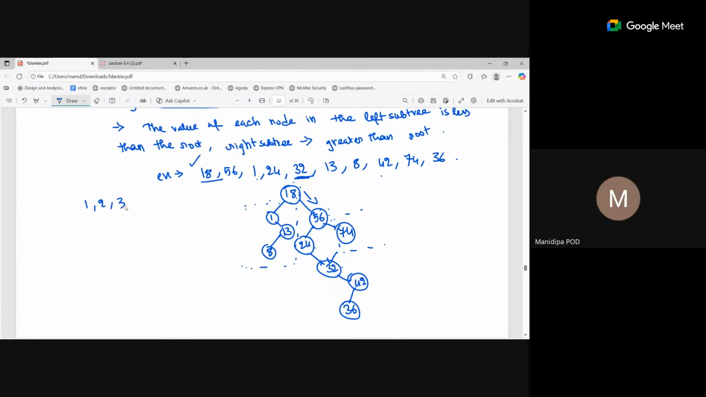So if I have a list like this, 1, 2, 3, 4, 5, and I just enter it, it will look like this. This is the BST if we enter in sorted order. So this is called a skewed tree. This is not an ideal binary search tree.